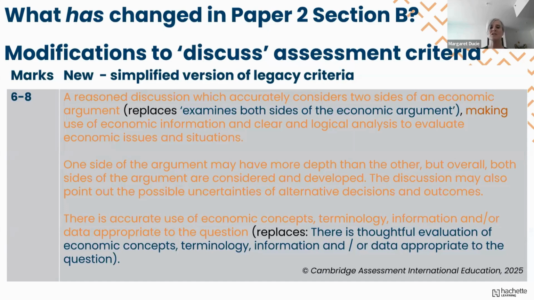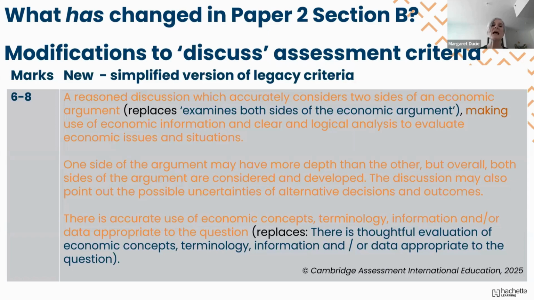It seems to be, so that question there has just popped up. Is it compulsory to provide a conclusion? The mark schemes do not suggest a conclusion. They suggest a balanced argument that has, and like you can see there in the middle paragraph, one side of the argument may have more depth than another, but overall both sides are considered and developed. The extra bit there says it may also point out possible uncertainties of alternative decisions and outcomes. It doesn't anywhere in the criteria suggest that a conclusion needs to be given.